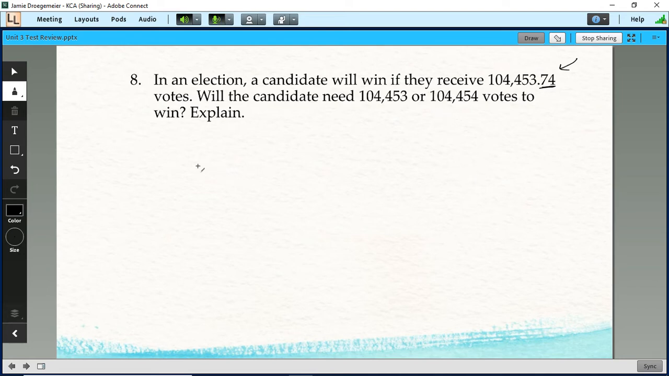Well, they would need to get the larger number, the 454, because this one would be less than the amount needed to win. So even though they both have 104,453 in them, that extra decimal on there, that's adding to the number that they need. So we would need to go thinking about rounding. We would be rounding up there. They need to get to 454 to actually have enough to be declared the winner.